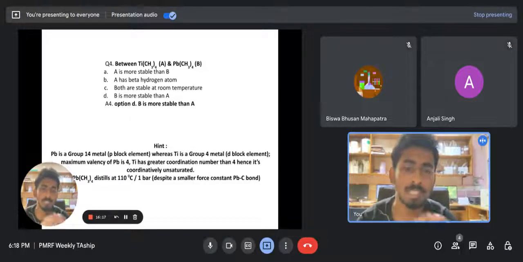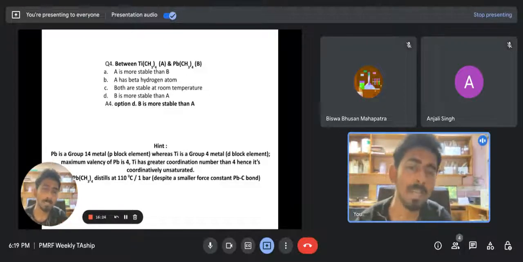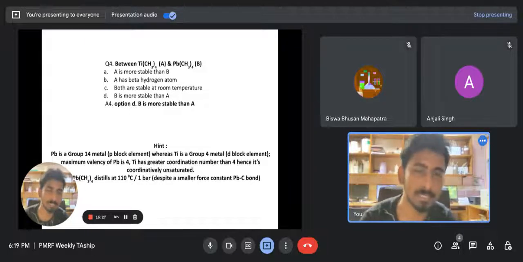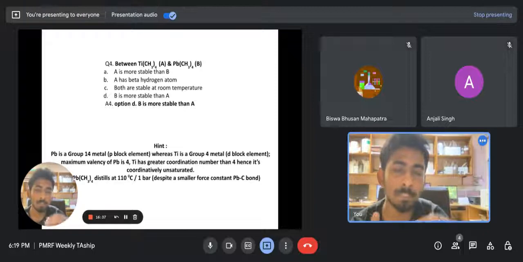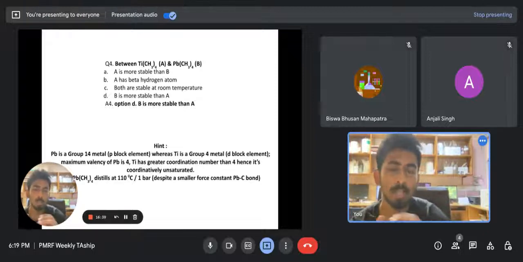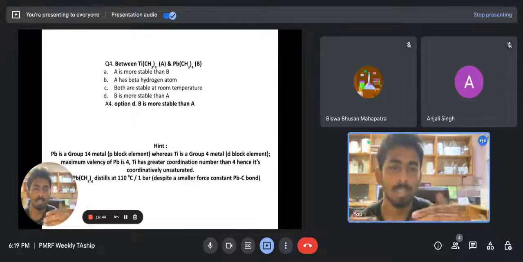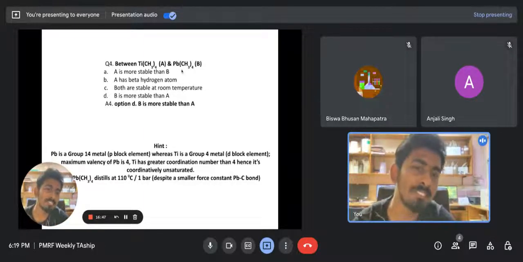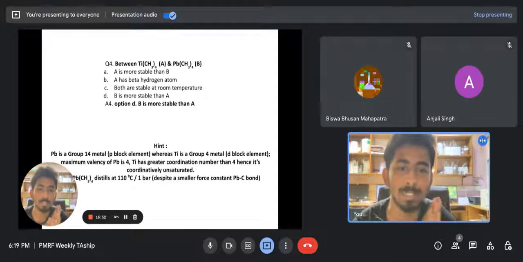So you know lead has higher valencies. Since lead atom is quite large in nature, lead's valency can be expanded to 2, 4, 6, etc. But titanium has only 4 coordination number here. Titanium's coordination number is 4, so it is coordinatively unsaturated because titanium can go beyond 4, up to 6. But lead, due to relativistic effect, cannot go beyond the +4 oxidation state. So lead is actually stable at this +4 state.